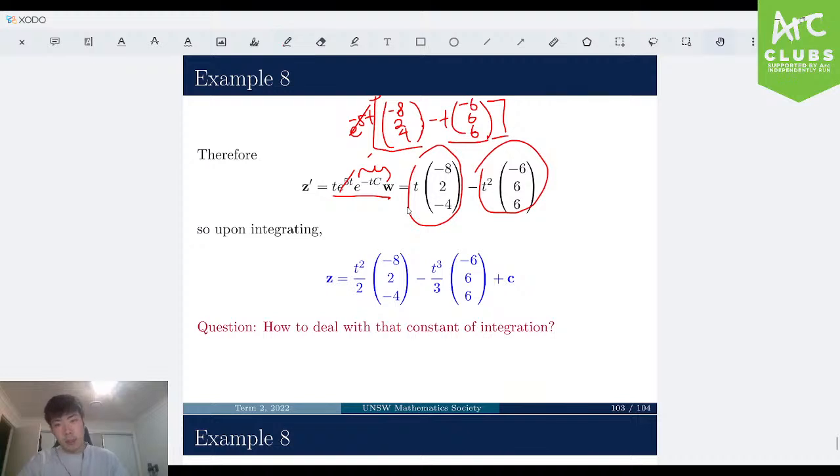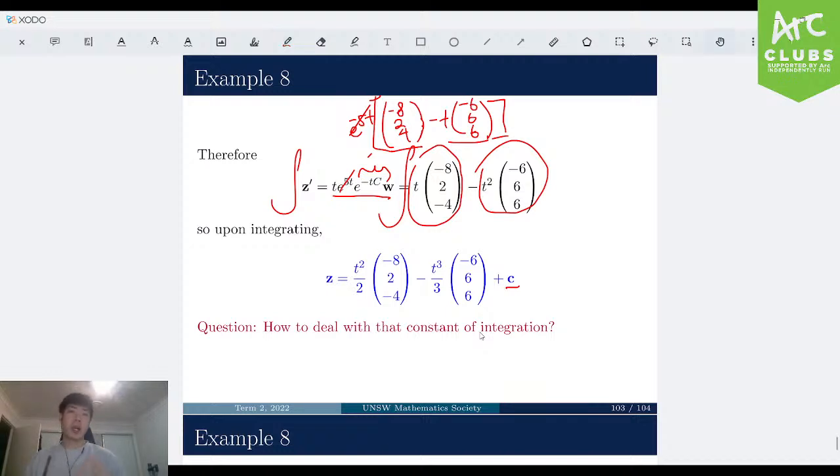And now we're nearly done. We have z dash equals this. So to integrate on both sides, the t will become t squared on 2, the t squared will become t cubed on 3, and obviously plus some constant vector as the constant of integration.